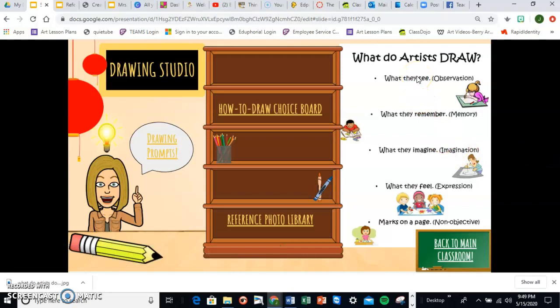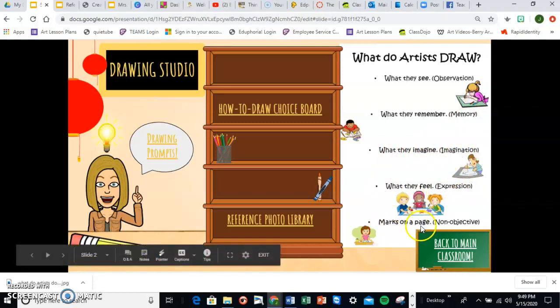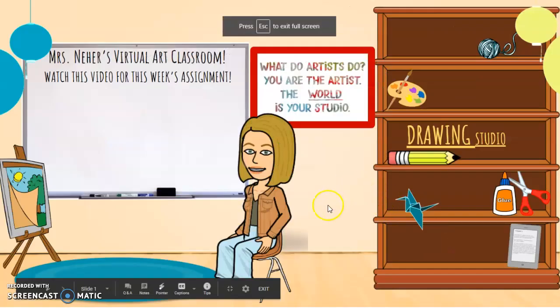Remember that artists draw what they see, observation, what they remember from their memory, what they imagine from their imagination, what they feel, their expression, or marks on a page, non-objective. So you can really pick any of these things to draw this week. You can use the How to Draw choice board, you can use the reference photo library, you can use the drawing prompts, you decide, okay? I can't wait to see what you've done.